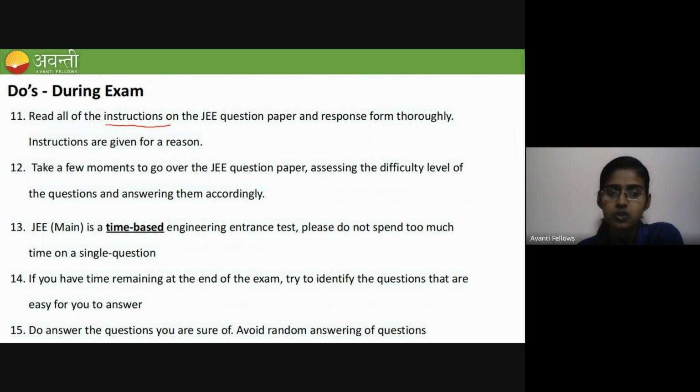So concentrate on timing. If you have completed your exam before time, then recheck. If you have left any easy question, try to answer it if you have time. And do answer the questions you are sure of. Don't think that if you answer all the questions, you will get more marks. That concept will not work. If you know the answer, attempt it. Avoid random answering of questions. Don't think that by luck you will get more marks. You should not think in that way.